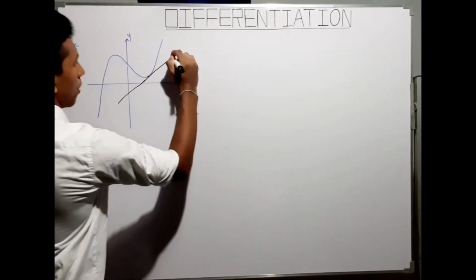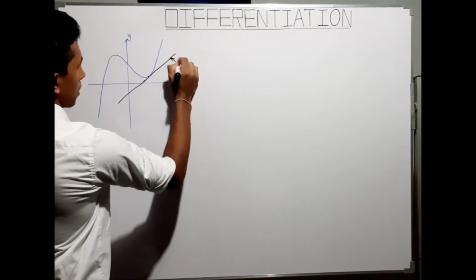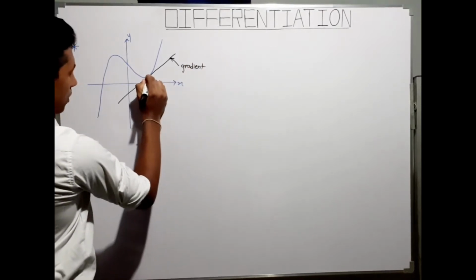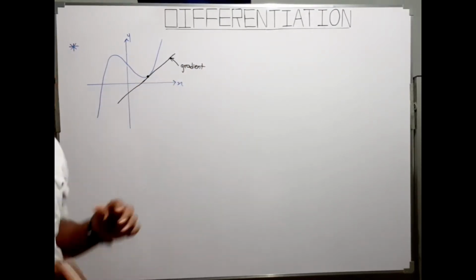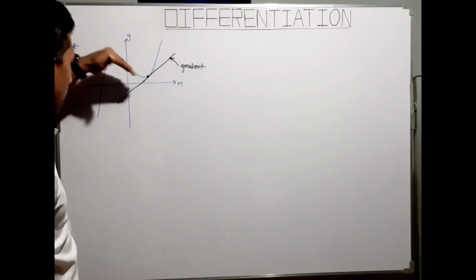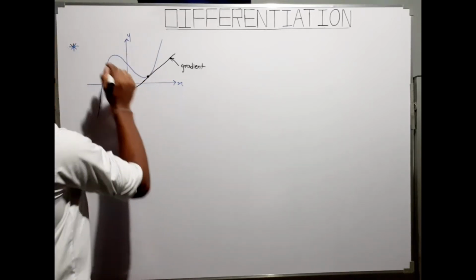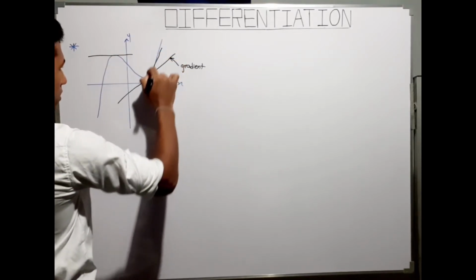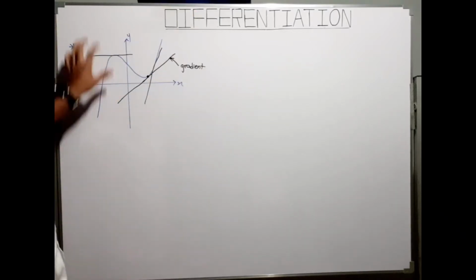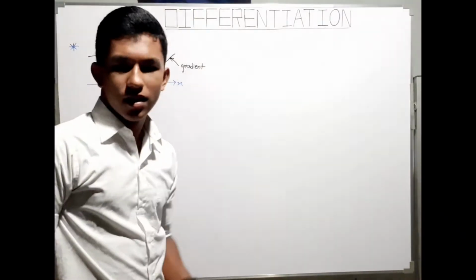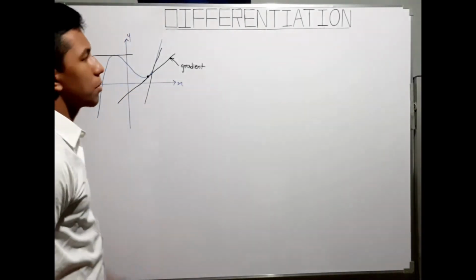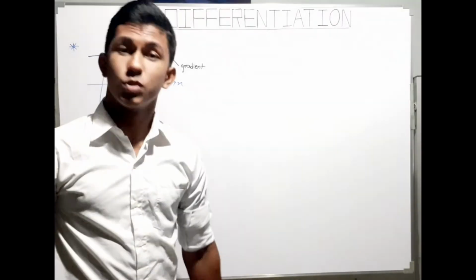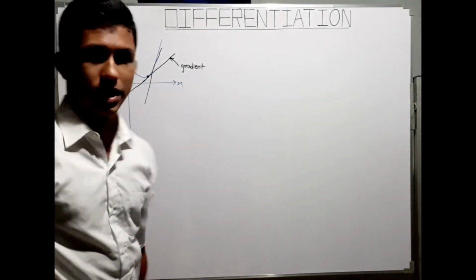So the gradient of this tangent is the same as the gradient of this point. Those two gradients are the same. We could draw millions of tangents to this curve at different places. We could draw one here like that, or one here like that, and a lot of tangents to that curve. We'll be talking about maximums and minimums a bit more deeply later in this lesson. Today we'll be learning the basics of differentiation.